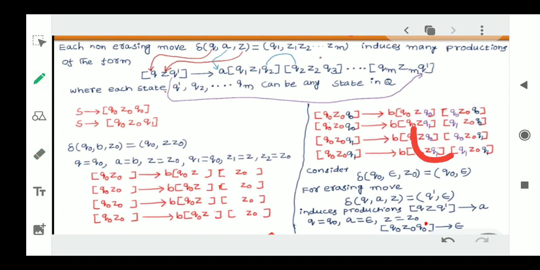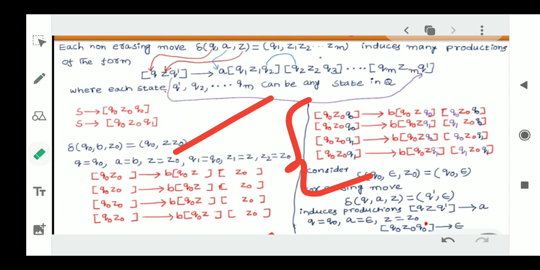So here Q0. See here. We have taken Q1. Okay. Like that. Q0. Next one. Q1. See here also. Q1. Okay, like that. These are the 4 productions we will get only for this equation. So for the remaining equations also, you need to do it like this. So do it for all the given PDA equations. For all the push operations, you need to solve like this.